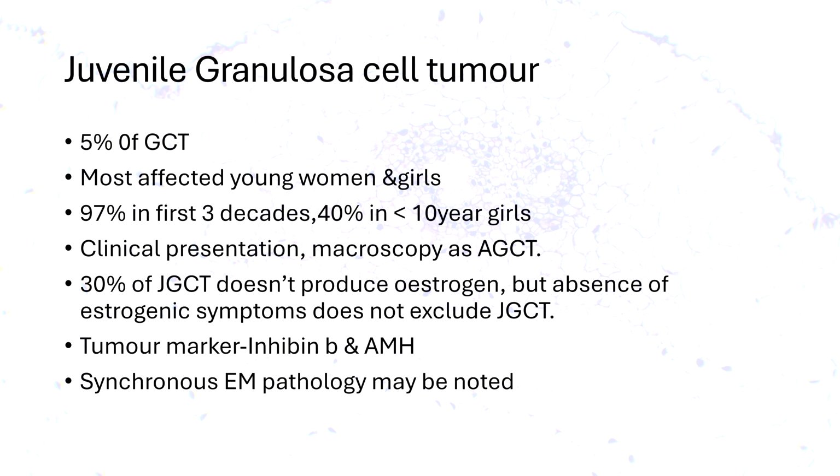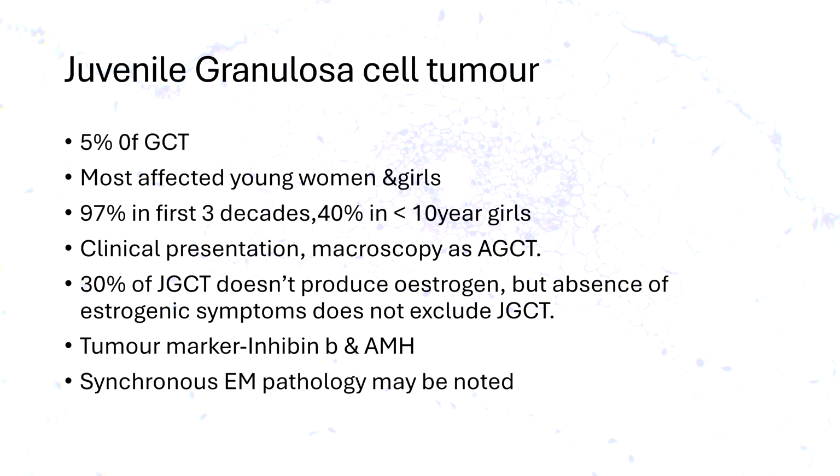Coming to the juvenile type of granulosa cell tumor, it constitutes only about 5% of granulosa cell tumors, and the most affected are young women and girls, in contrast to the adult type, which affects middle-aged and postmenopausal women. 90% of this tumor occurs in the first 3 decades and 40% occur in girls less than 10 years old. But it can also occur in all age groups, even in menopausal women.